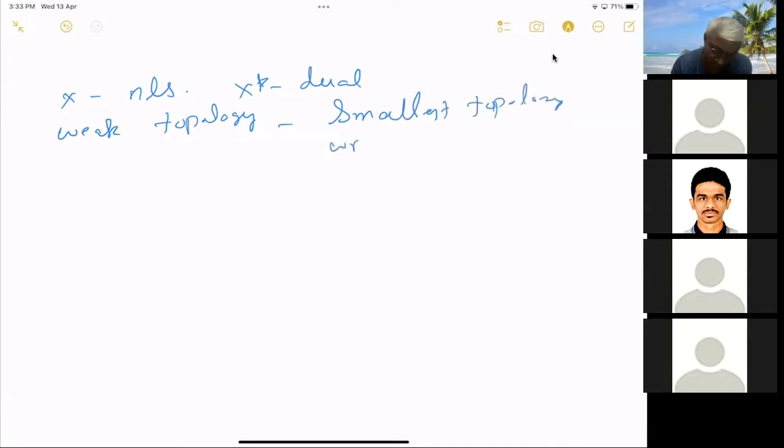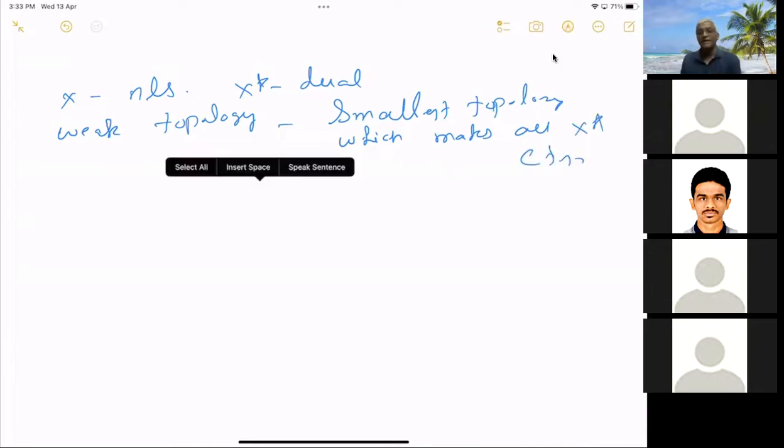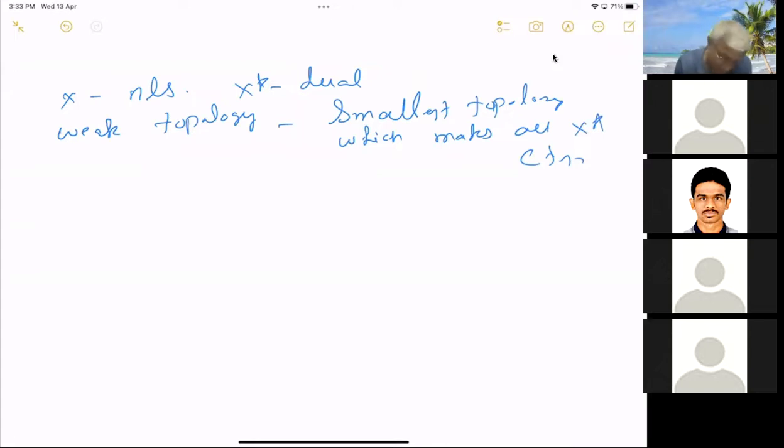It is the smallest topology with respect to which all functionals in X star are continuous. Okay. So this topology, you can directly write down all the open sets. You can write down the base for this topology. This is a general procedure.